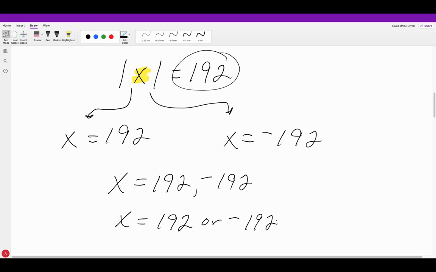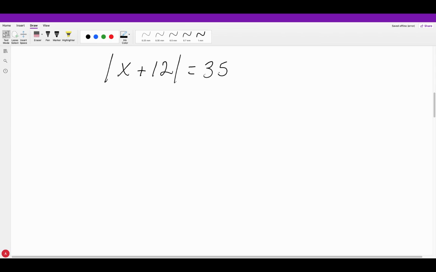All right, so those are some of the most basic ones. So now let's go ahead and make this a little bit harder. All right, so now this problem, let me label this. I haven't labeled any of the problems yet. So now we have the absolute value of x plus 12 is equal to 35.